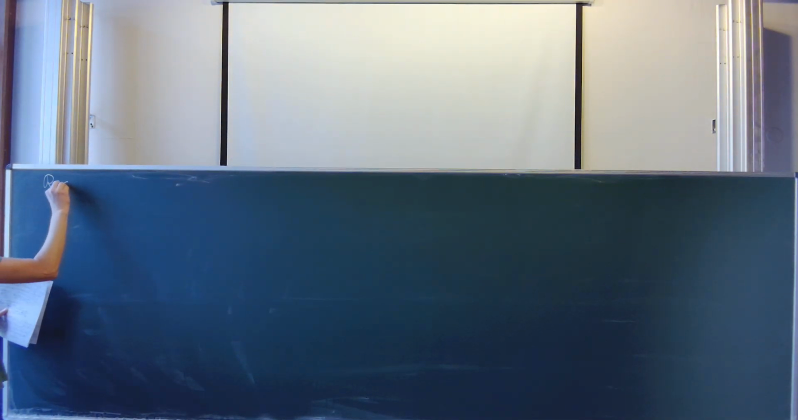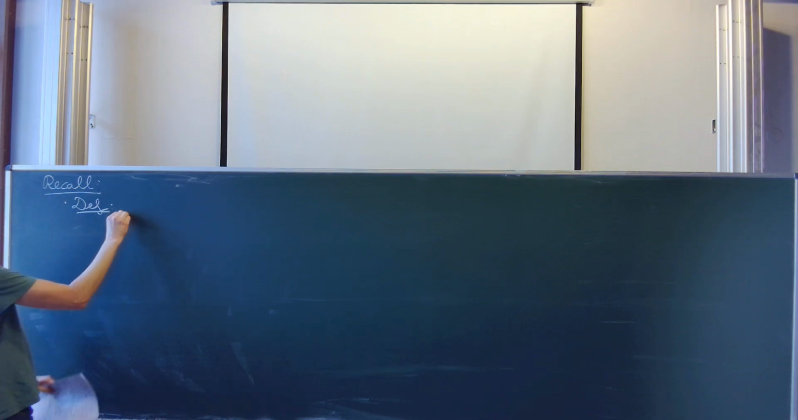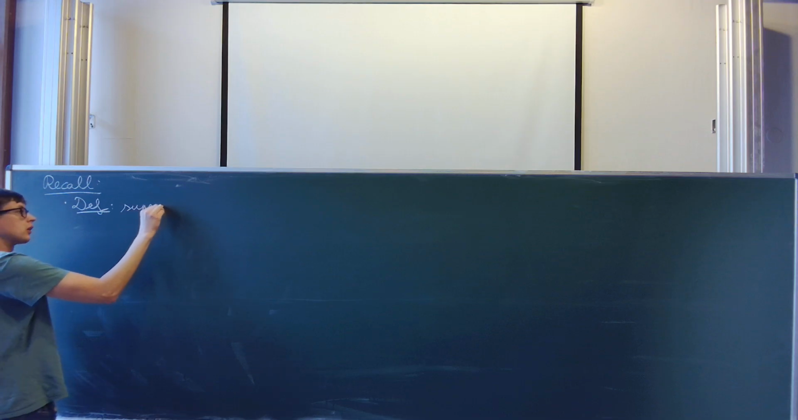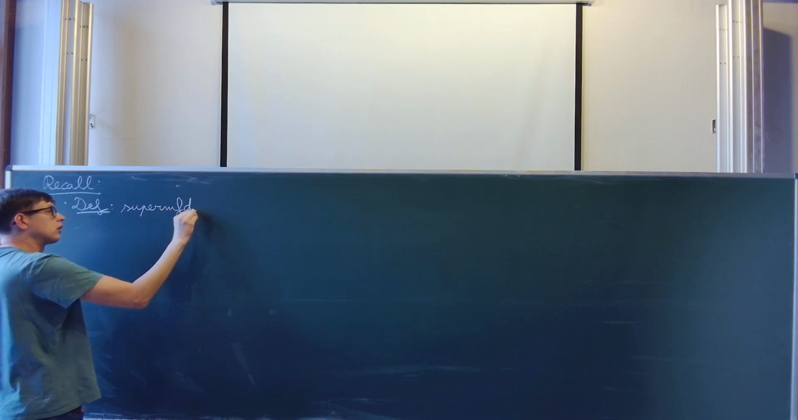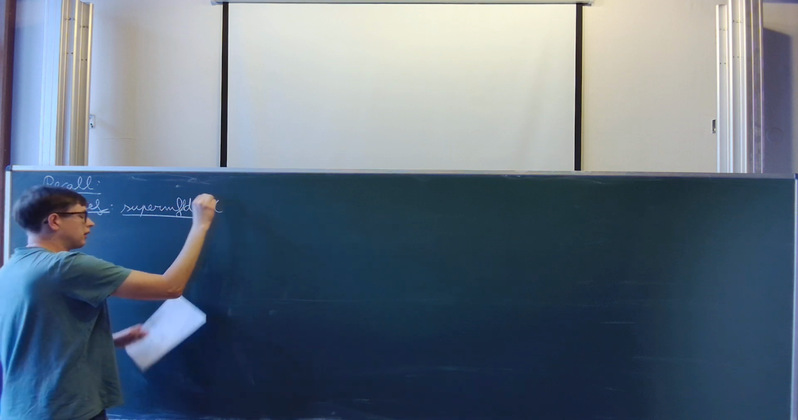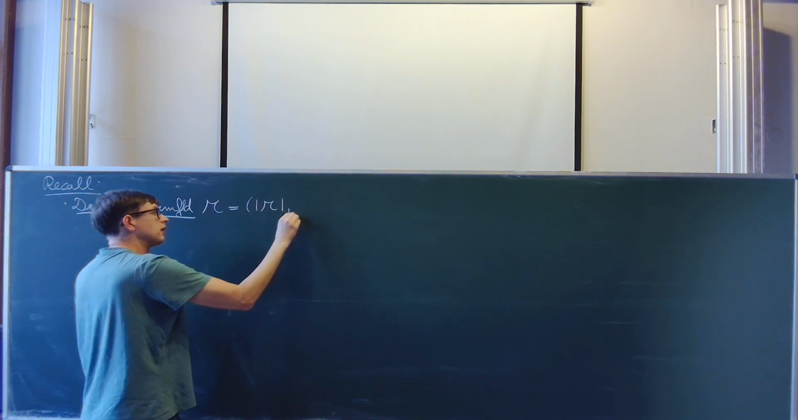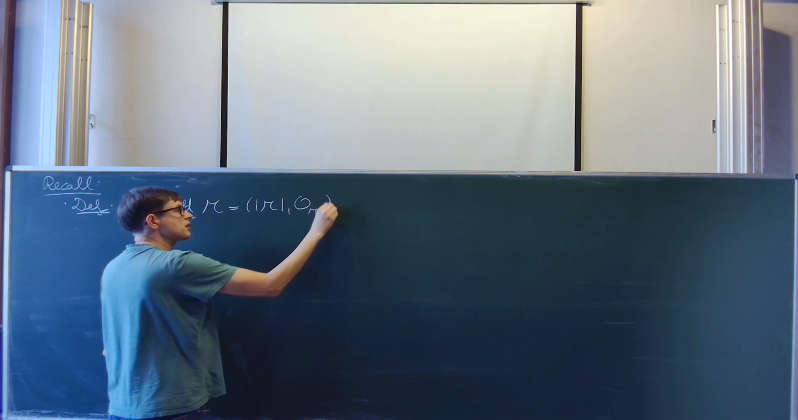So let's start by recalling and adding a bit of new details. Okay, so recall what we have done last time, or a couple of times ago. So we defined a supermanifold. Supermanifold M. And we define it to be a pair of a topological space with a sheaf of superalgebras.